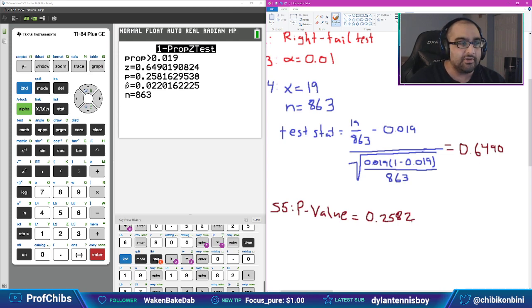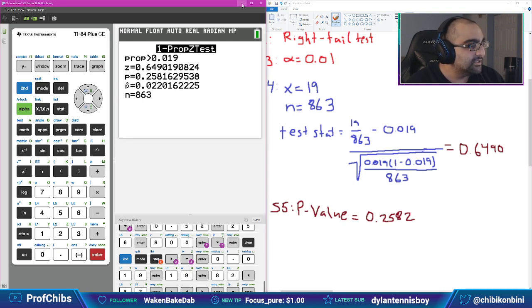Okay, so there is our step 4 and step 5. All right, so we found the first number here is 0.6490. The second number here, 0.2582, is our p-value. The other two numbers here are, of course, the sample size, and this p-hat here represents 19/863. If you divide those two out, this is what you get for p-hat. But we're going to ignore those two numbers. The only numbers we care about are these first two, representing the test stat and the p-value. All right. Good stuff.